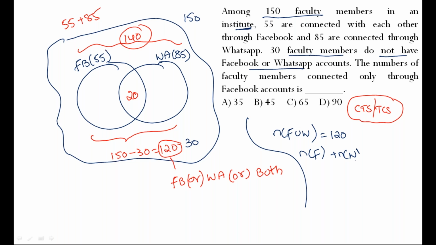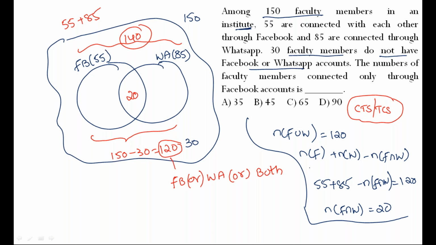Minus the intersection of Facebook and WhatsApp is equal to 120. This is 55, this is 85, minus the intersection of both. Now if we just see this, we'll get 140 minus 120, it's nothing but 20. Fine. But friends, that is not the question here. They're not asking only about that.